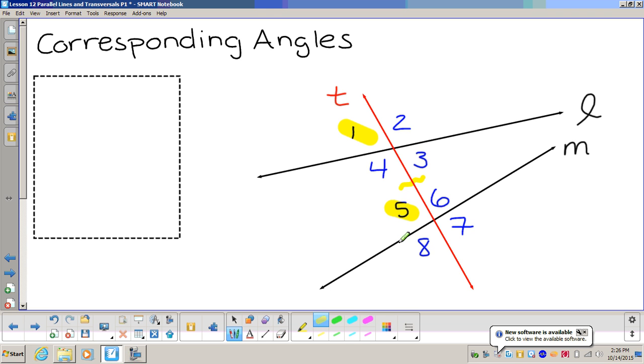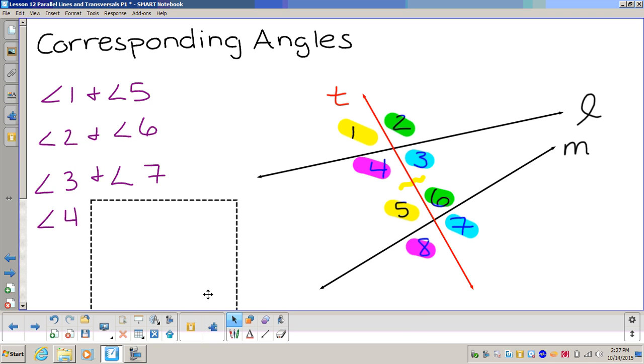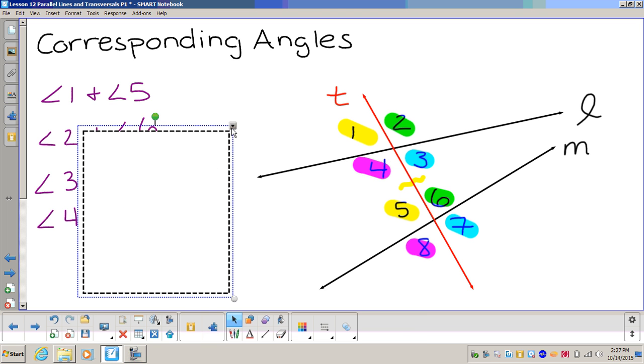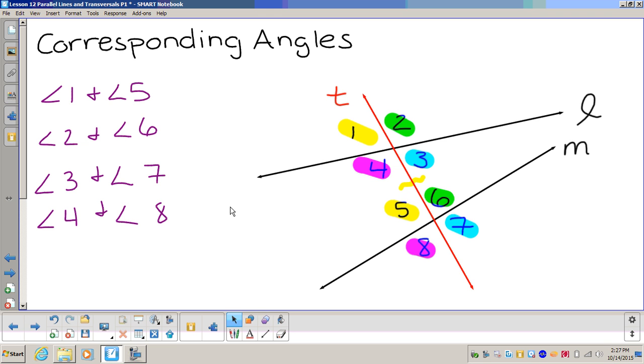Angle 2 and angle 6 are in the same spot. They correspond. 7 and 3 correspond. And 8 and 4 correspond. So that's what I have written here. So those are the four pairs of corresponding angles that exist when I have two lines, L and M, that are intersected by transversal T.